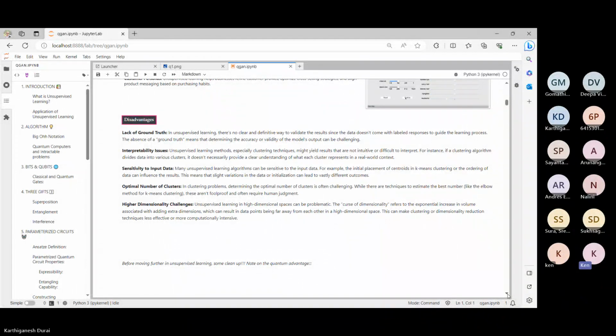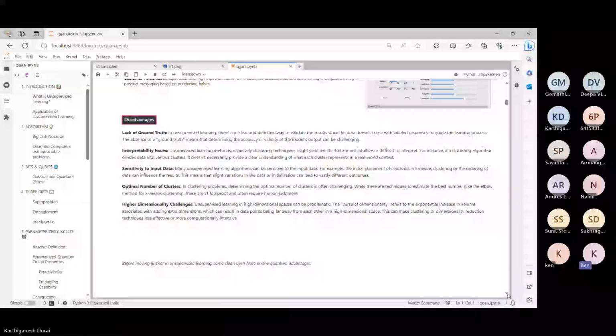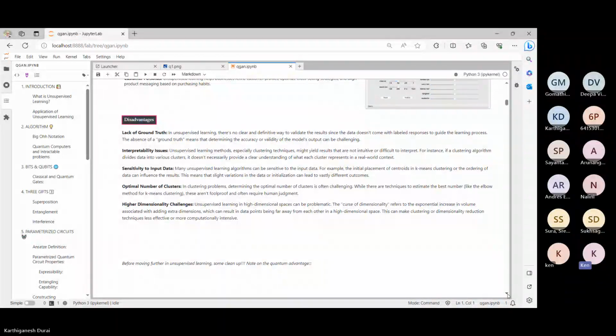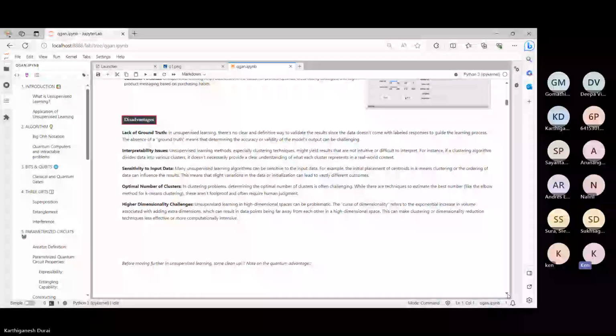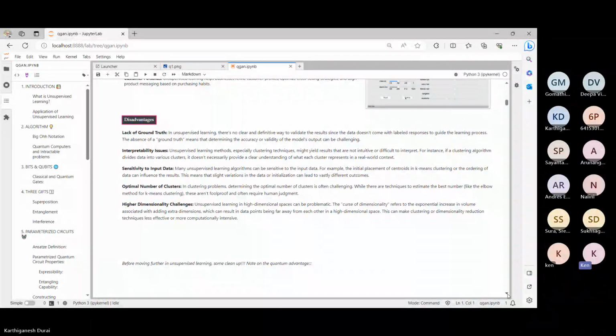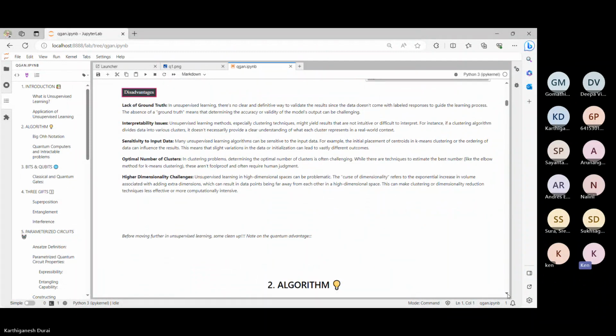Sensitivity to input data. Unsupervised learning algorithms can be sensitive to the data that we put in. So if we're looking for a specific thing, then maybe we might need a population size versus a sample size if we're looking to identify underlying distributions of these. Next is optimal number of clusters, well, which is an issue, but it's not that big of an issue, but it's there. These are all disadvantages as well.